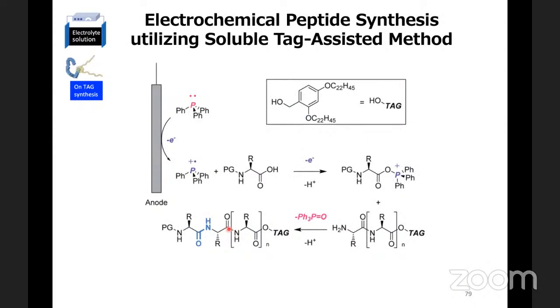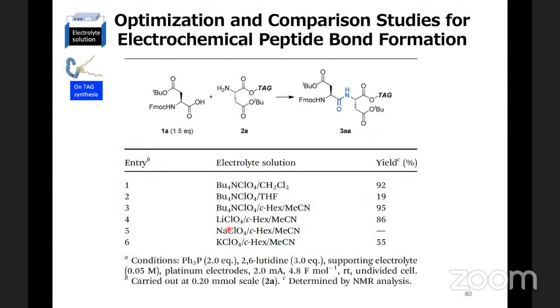In this context, we aim to develop the peptide synthesis method using triphenylphosphine. Okay, this is a summary for the condensing reaction. This table shows the result of the optimized biphasic system with cyclohexane and acetonitrile, and the best effect was observed when tetrabutylammonium perchlorate was used as a supporting electrolyte. This means that an efficient reaction system can be constructed in which electrolysis is performed in the lower layer and the product is recovered in the upper layer, as initially intended.